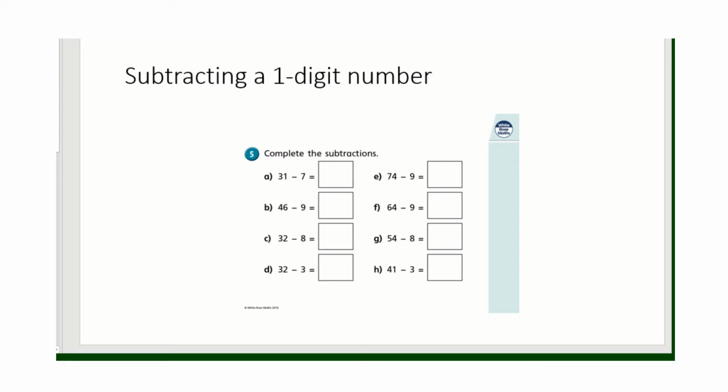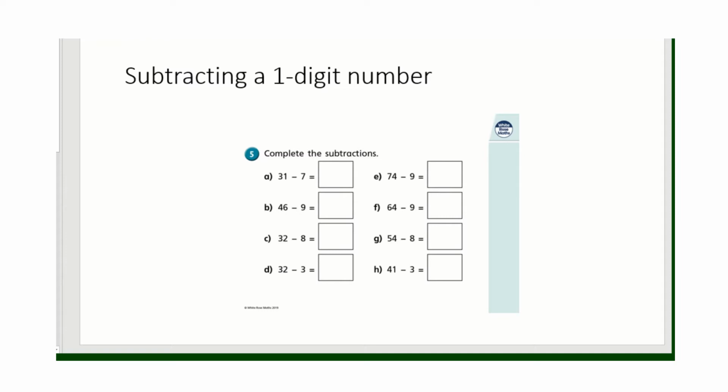Okay, we could also think about 31. That's 7, we could take away 1 to begin with, couldn't we? And we've got 30, then we've got 6. So 30 take away 6. We could count back, but we could also use our bonds, because I know 6 add 4 make 10. So I would know that it would be 24.